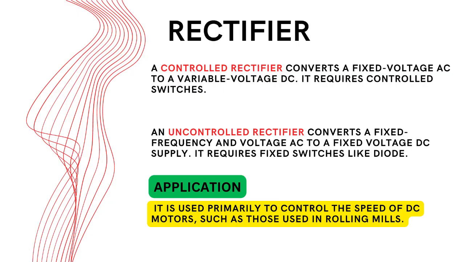Rectifier. A controlled rectifier converts a fixed voltage AC to a variable voltage DC. It requires controlled switches. An uncontrolled rectifier converts a fixed frequency and voltage AC to a fixed voltage DC supply. It requires fixed switches like diode. Application: it is used primarily to control the speed of DC motors, such as those used in rolling mills.